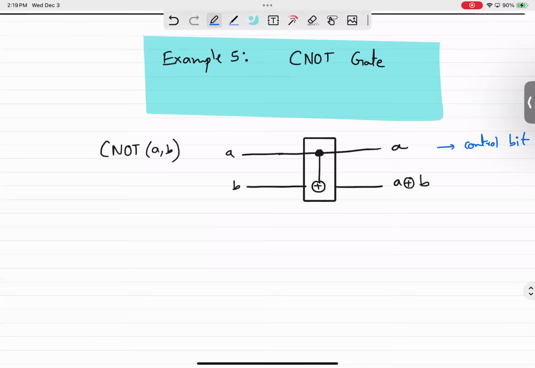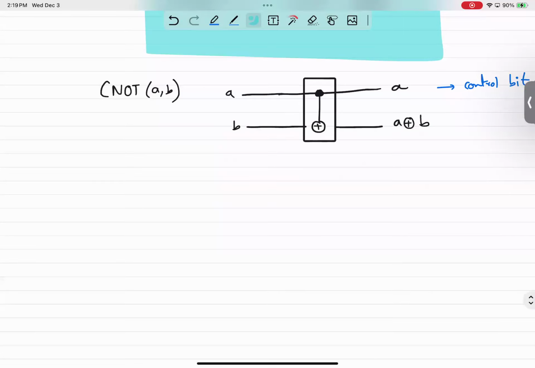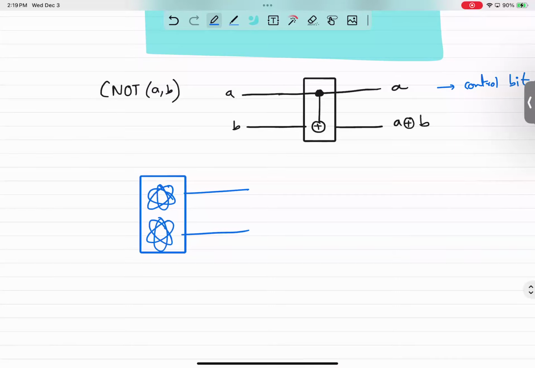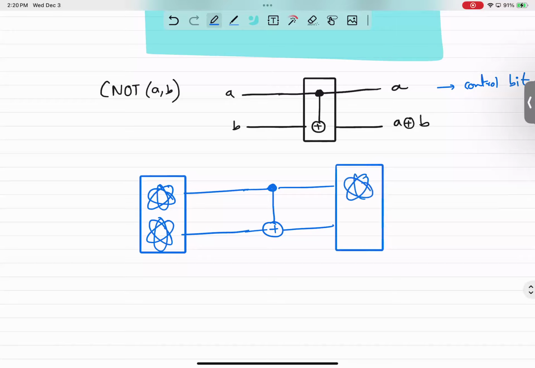Now, I can ask for a quantum version of this. What do I mean by that? I want to send in 2 photons, and I should get 2 photons again.